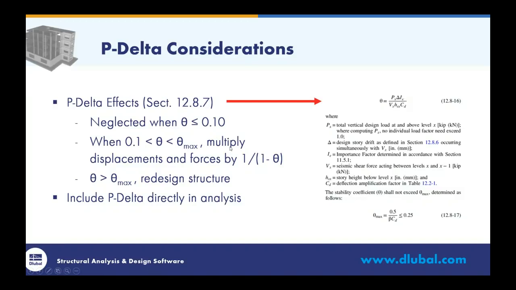So this is how we can easily consider P-delta effects if we are not meeting this criteria here. It's just kind of a simple conservative way to export out displacements and forces and multiply by this factor. Now, keep in mind, if theta is greater than theta max, the code tells us that we do need to completely redesign the structure because it's not safe.